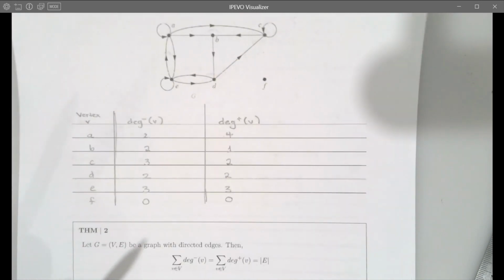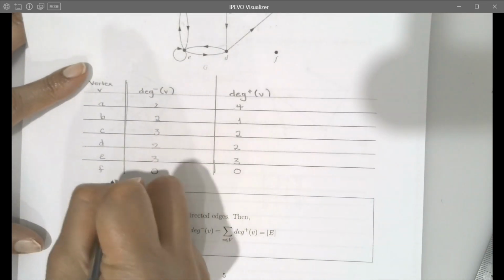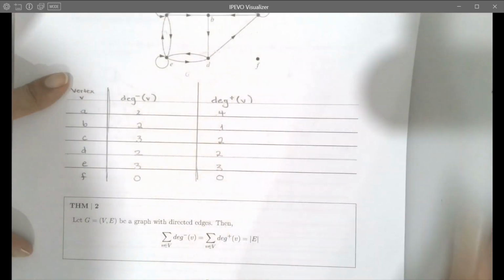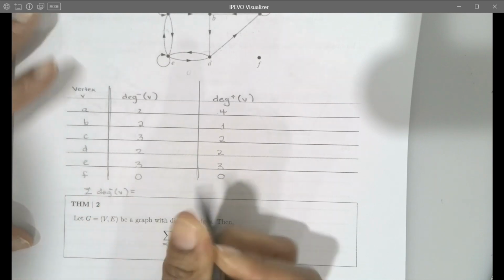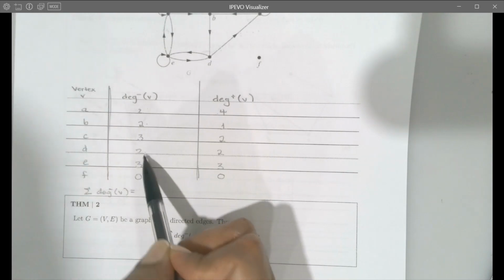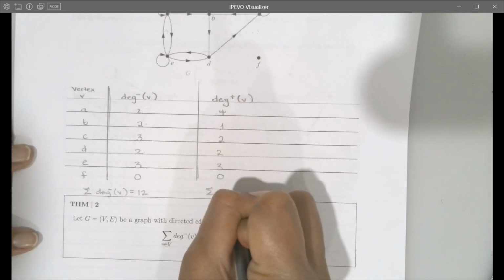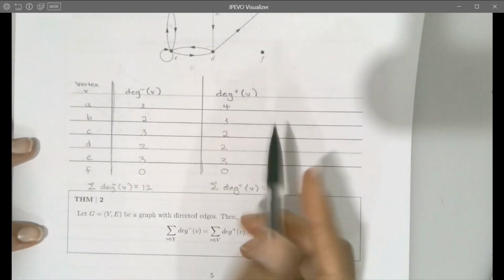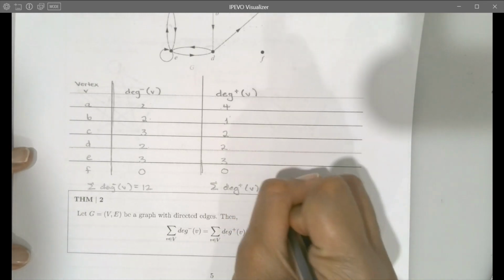So I'm going to come back to this page, and like I mentioned earlier, we're going to transfer over the results afterwards. So I want to first start by looking at what is the sum of the in degrees. So the sum of the in degrees is going to be 2 plus 2, which is 4, plus 3, that's 7, plus 2, that's 9, plus 3, that's 12. The sum of the out degrees is going to be 4 plus 1, that's 5, plus 2, that's 7, plus 2, that's 9, plus 3, that's 12.